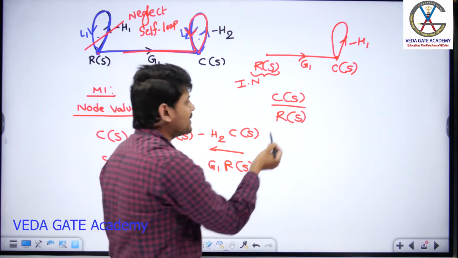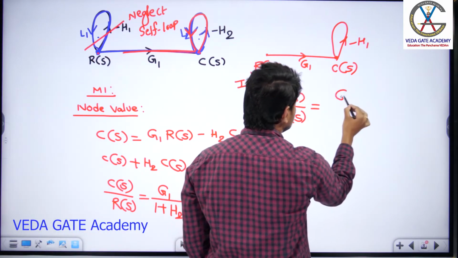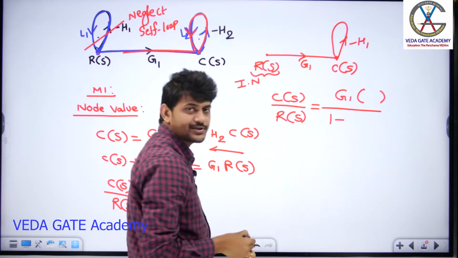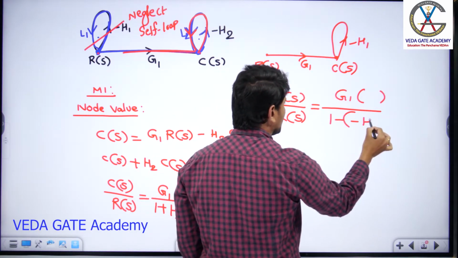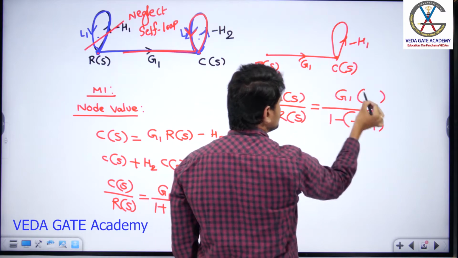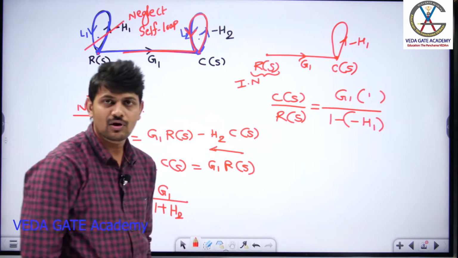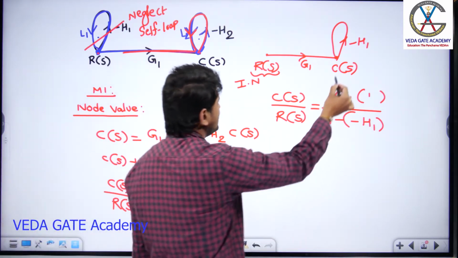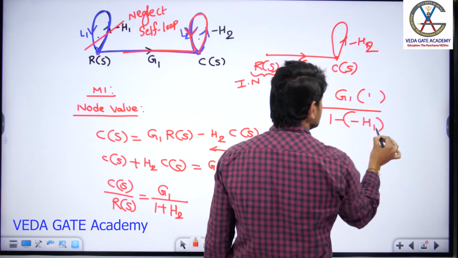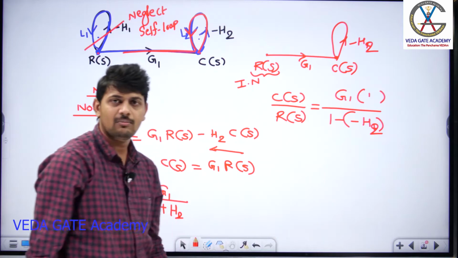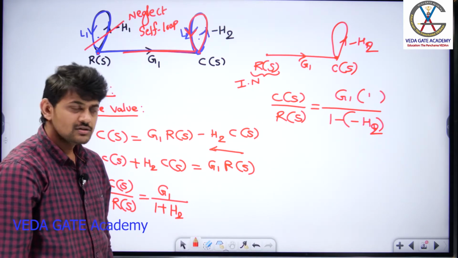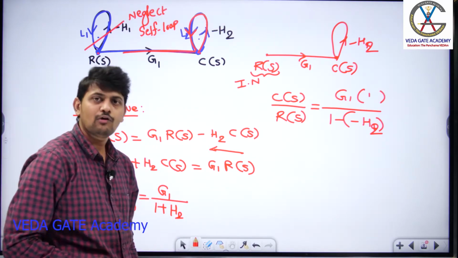Now if you apply Mason's gain formula, how many forward paths are there? Only G1. So P1 into delta 1 divided by delta, which is 1 minus the sum of loop gains. How many loops are there? Only one loop. What is the gain of that loop? Minus H1. And for this forward path, this loop is touching, so delta 1 is equal to 1. If you do the simplification, sorry, what is this gain? This is minus H2, guys. So this is minus H2. You are going to get G1 divided by 1 plus H2 as the answer. Are you following? I hope you understand this.